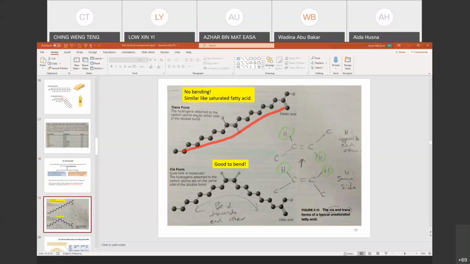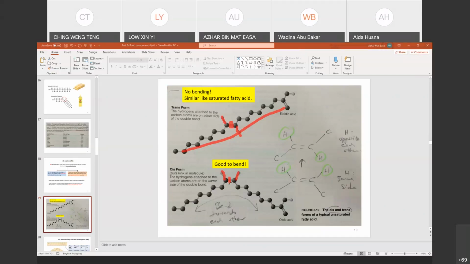You see the hydrogens attached to the carbon atoms are on either side of the double bond. This is a double bond, that is a double bond. So that's a hydrogen, and that is a hydrogen on the other side. Compared to the cis form, this is the double bond, and this is the hydrogen that is attached to the carbon on the same side of the double bond. So what makes the trans and the cis different is the nature of the bending.